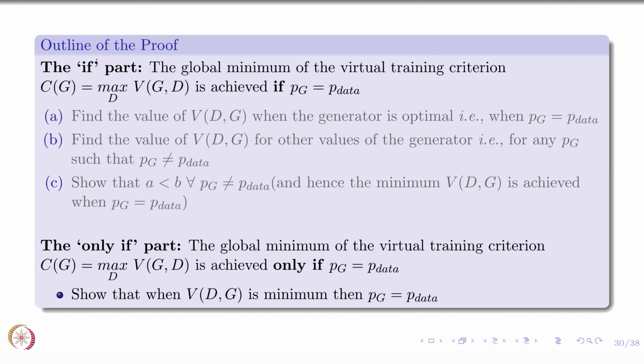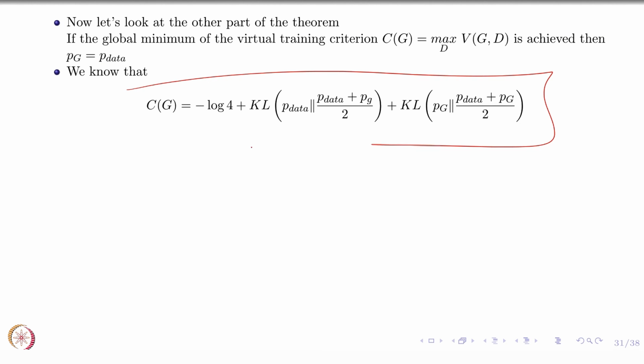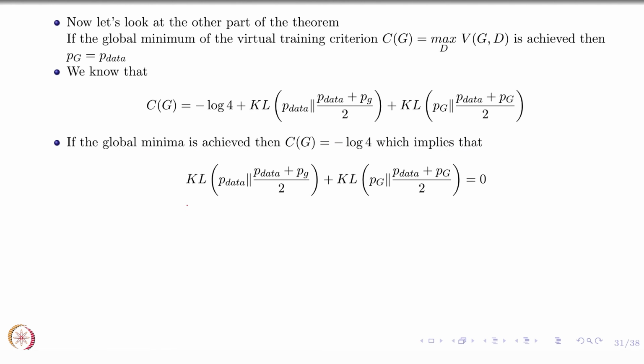Now for the only if part, what I need to show is that if CG has taken its minimum value, someone has told me here's the CG and it has achieved its minimum value, then it has to be the case that PG is equal to P data. Now what's the minimum value of CG? Minus log 4. We know that. So let's start with that. The general formula is minus log 4 plus this. Now someone has told me that CG has attained its minimum value. That means CG is equal to minus log 4. That implies the two other terms are 0. So the KL divergence of this and the KL divergence of this is equal to 0.